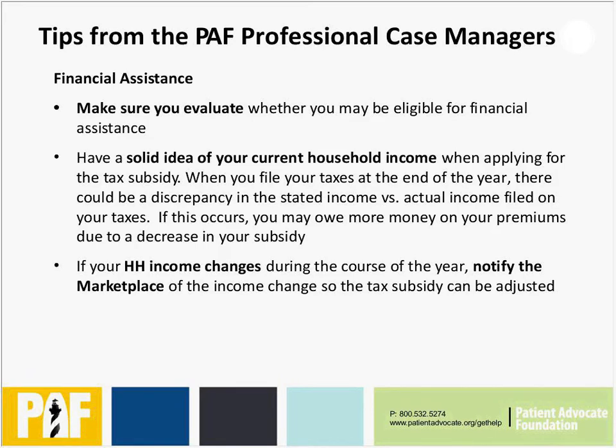If there is a discrepancy between what you stated when you got the subsidy versus what your actual household income is when you file your taxes, you may owe more money for your premiums due to a decrease in your subsidy. So if you have changes to your income, if you go back to work or you win the lottery or anything that's of significance, it's important to communicate that back to the marketplace when it happens. Then they can rerun and recalculate the tax subsidy or the cost-sharing subsidy that you may have and adjust it accordingly so that you don't owe at the end of the year.